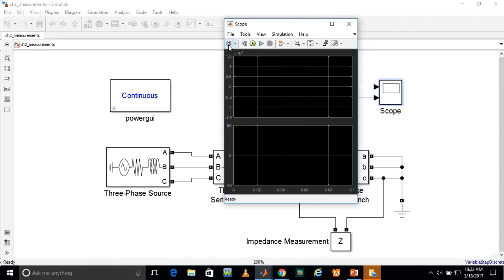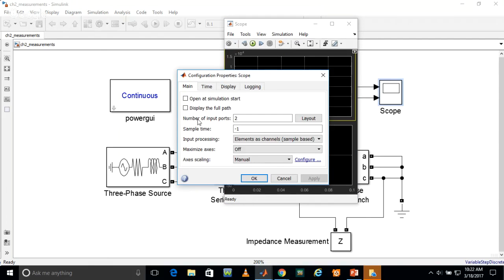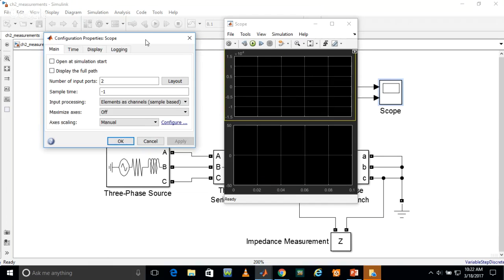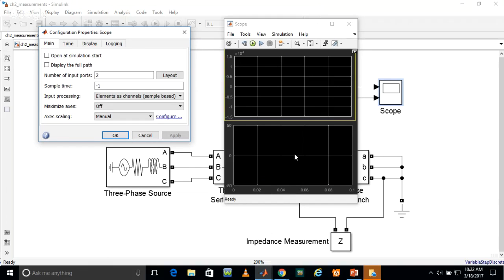This is the configuration properties. Click it, and in this, the number of input ports, make it 2, or as per requirement you can make it 3, 4, and 5. And the moment you make it 2, you want to show your result like this in the matrix form, right? It's a 2 by 1 matrix. So go for the layout, and then in the layout just go for this one, 2 by 1 matrix.